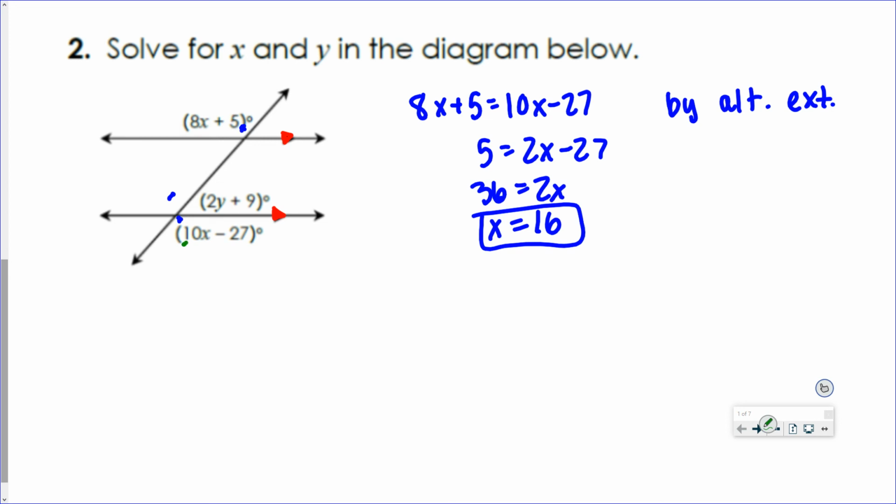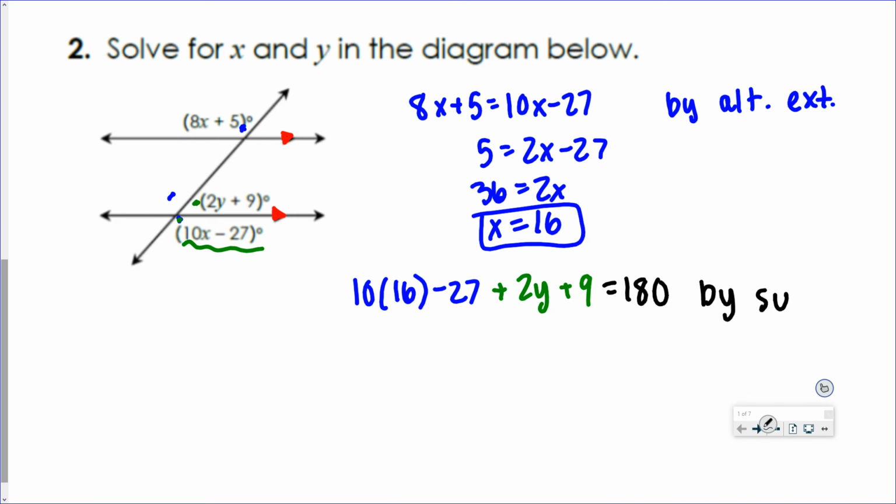Now that we know what this angle is, because we know what x is, what's the relationship between these 2? Supplementary. So they're going to add up to what? You guys awake? You awake? Okay, good. 10 times x is 16 minus 27. That's usually the easiest way to see this one. Plus 2y plus 9 is that, hey, these are supplementary, by supplement.